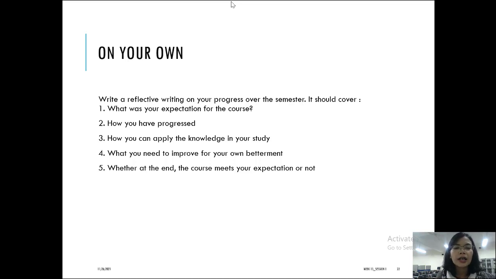Okay, and then the last one, whether at the end the course meets your expectation or not. Okay, if not, then tell me why. We can always work together to make it better, or to improve this. Okay, so please write down a reflective writing. Of course, you can always write it down in your Word, so it's easy for me to read it later during the practicum session.